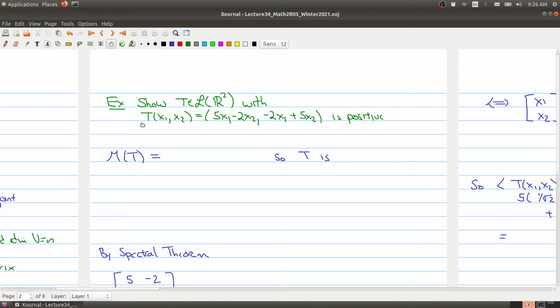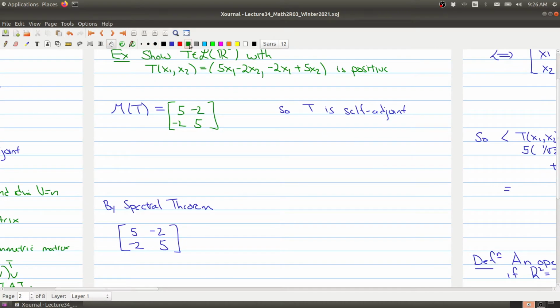Okay, so here, I want to show that this operator that takes the pair x1, x2 to (5x1 minus 2x2, minus 2x1 plus 5x2) is a positive operator on R2. And you know how to find the matrix of this with respect to the standard basis. It doesn't matter which basis you use, and you get this matrix right here. So this is clearly a symmetric matrix, so T is self-adjoint. Okay, so we have the easy part. We know that it's a self-adjoint operator.